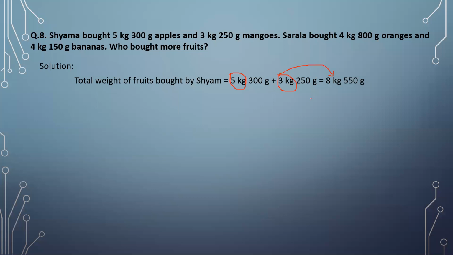So therefore the total weight of fruits bought by Shama is 8 kilogram and 550 gram. Now the next person is Sarla. She bought 4 kilogram and 800 grams of oranges and 4 kilogram 150 grams of bananas. So we have to add those also.